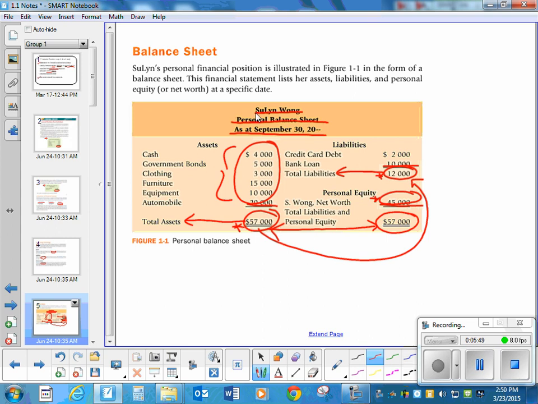The last thing you have to do is, if your left side equals your right side, you need to double underline. Double underlining in accounting indicates that your work is balanced, therefore the word balance sheet.